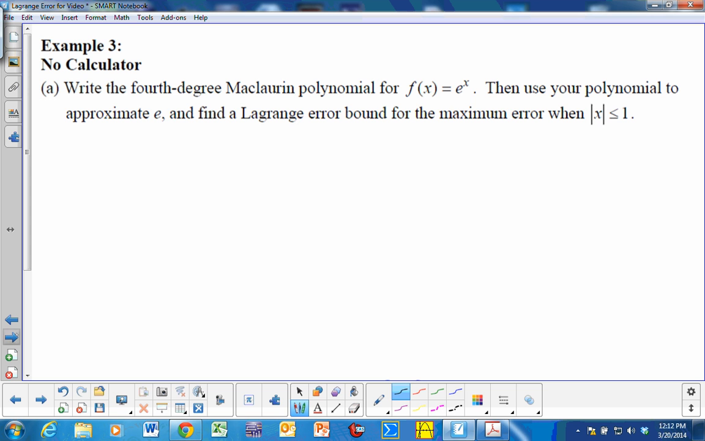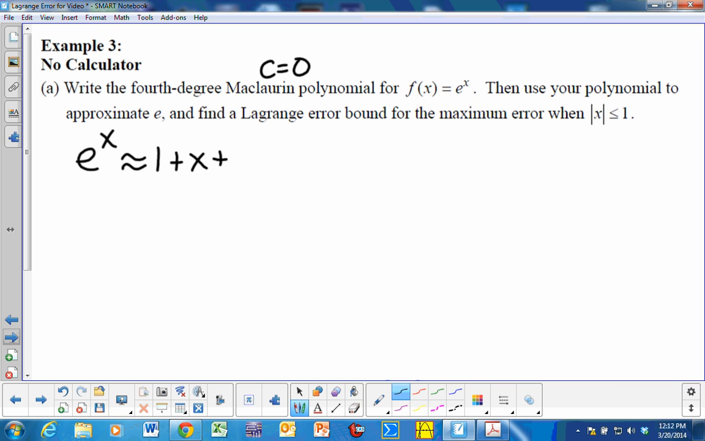Okay, so let's go to the next example. So here's a no calculator problem. We want to write a 4th degree Maclaurin polynomial for e to the x. Maclaurin means that c is 0, centered at 0, and we're going to write the polynomial. This is one we're supposed to know. It says 4th degree, so we go until we get an x to the 4th.